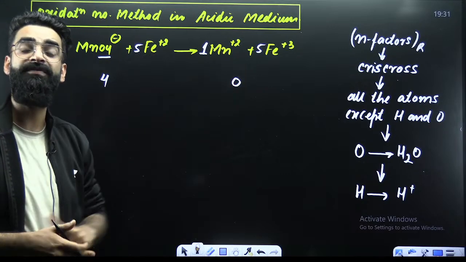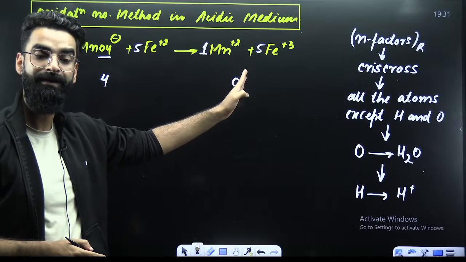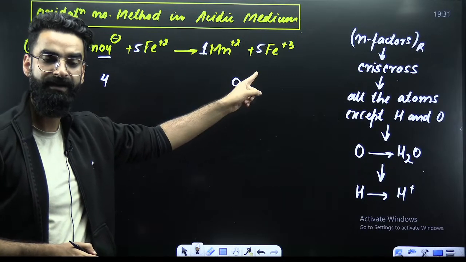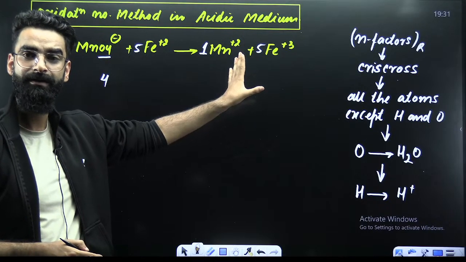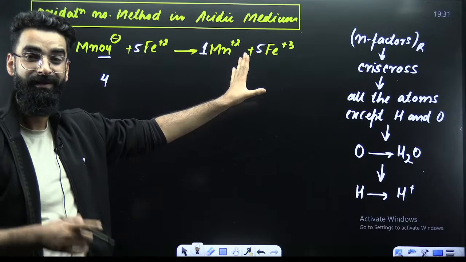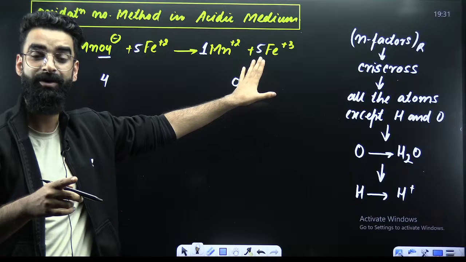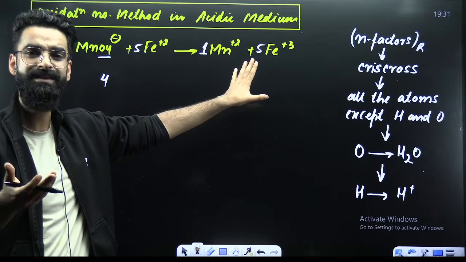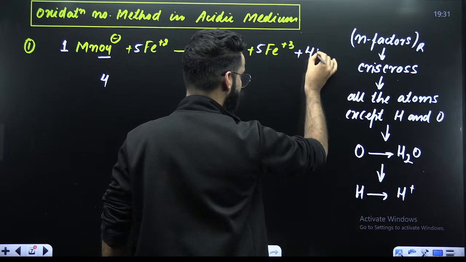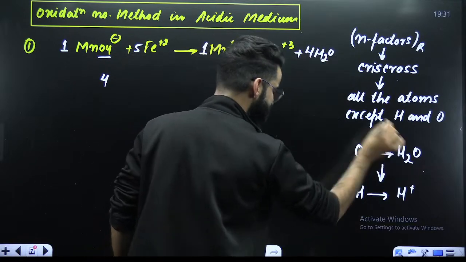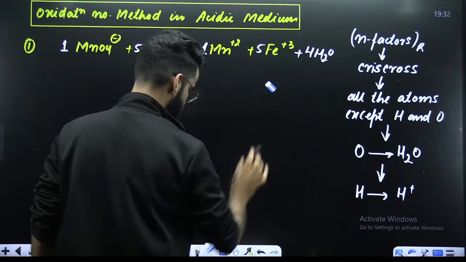How many oxygen deficiencies are there? On this side 4, on this side none. That means this side is oxygen deficient. If this side is oxygen deficient, what will I be doing? There are 4 oxygen deficiencies on this side, and oxygen deficiency is compensated by adding water molecules. So just do one thing, add 4 water molecules on this side. Oxygen is balanced with the help of water molecules, right? Perfect. So oxygen is balanced.